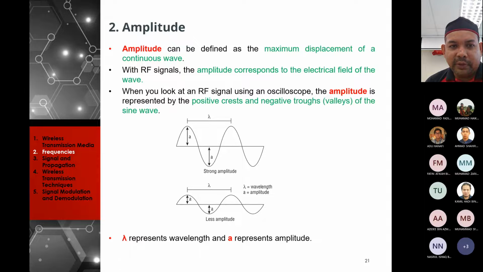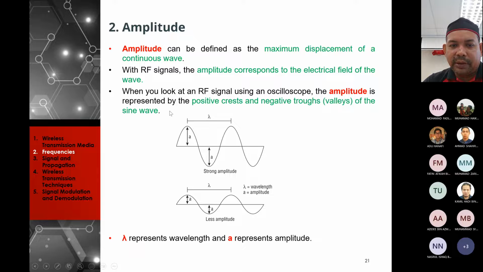Amplitude pula. Amplitude can be defined as the maximum displacement of the continuous wave. With an RF signal, the amplitude corresponds to the electrical field of the wave. When you look at the RF signals using the oscilloscope, the amplitude is represented by the positive crest and negative trough of the sine wave.